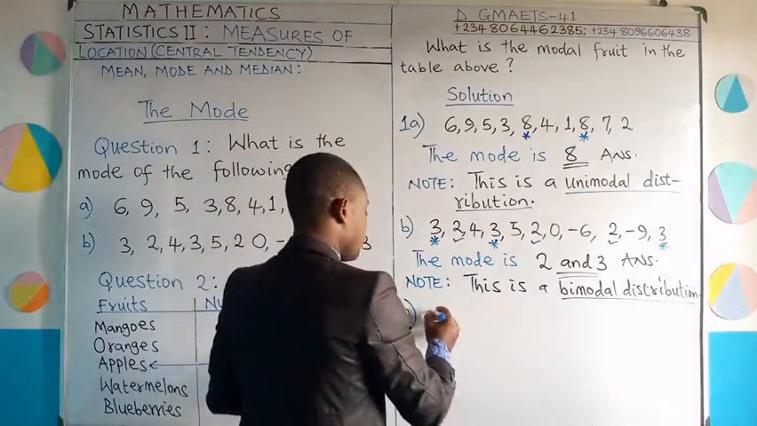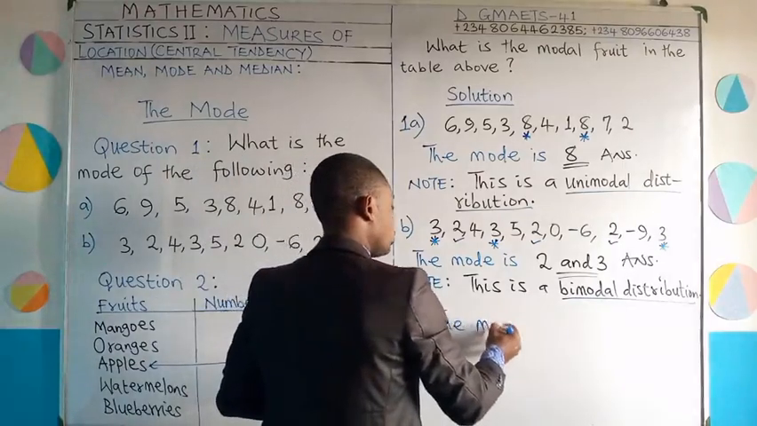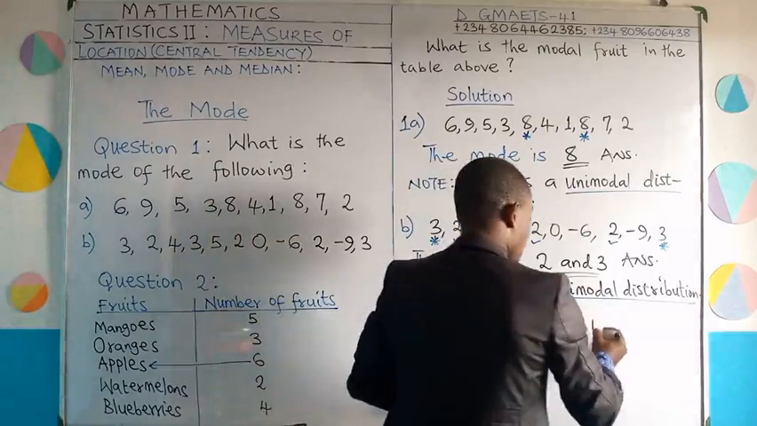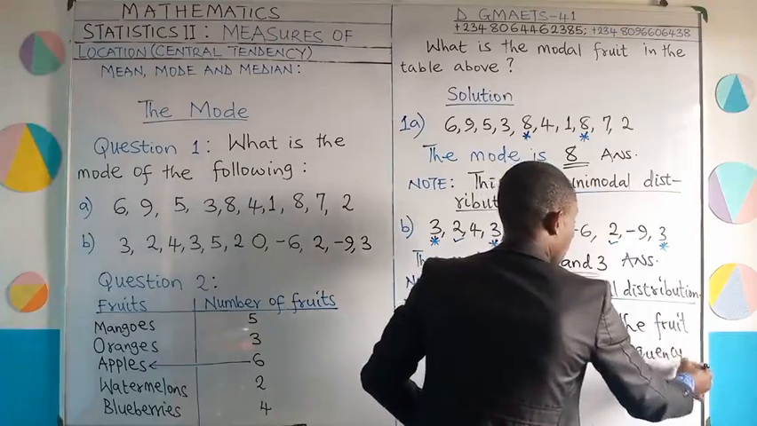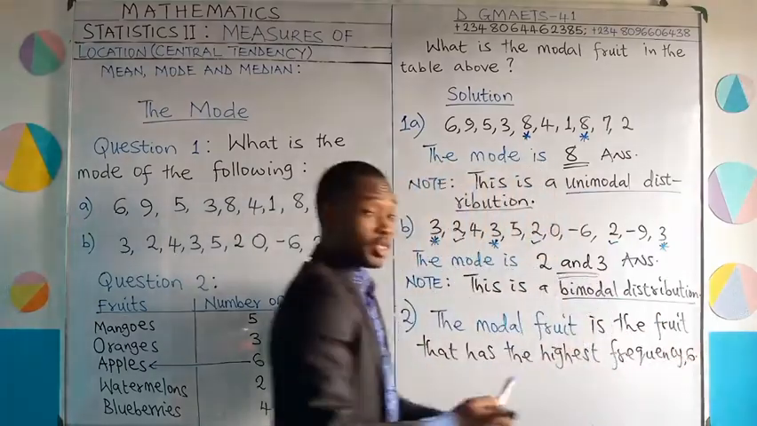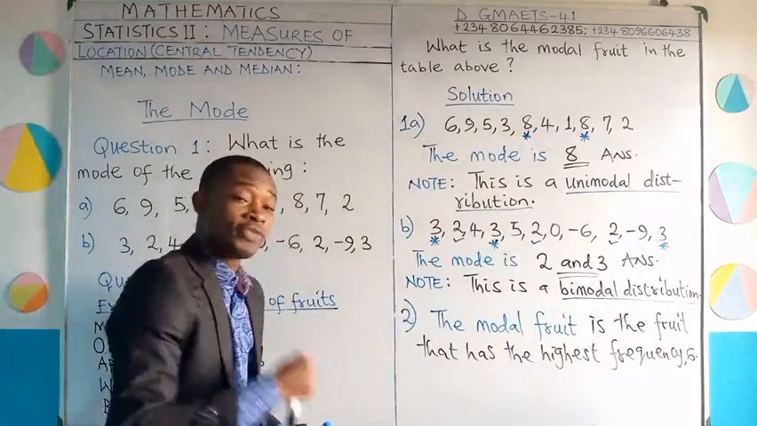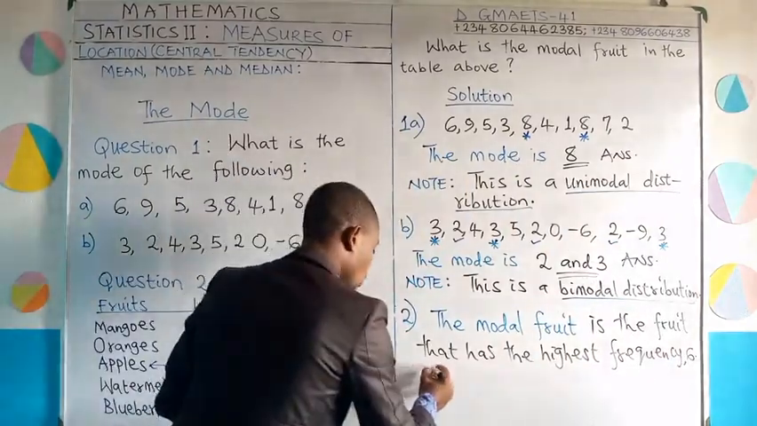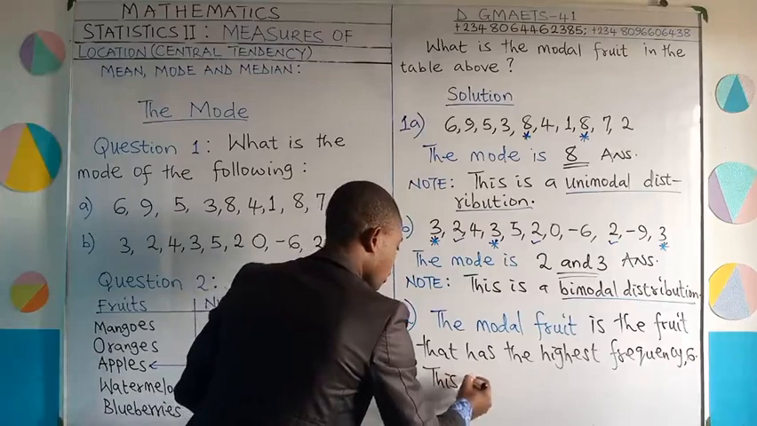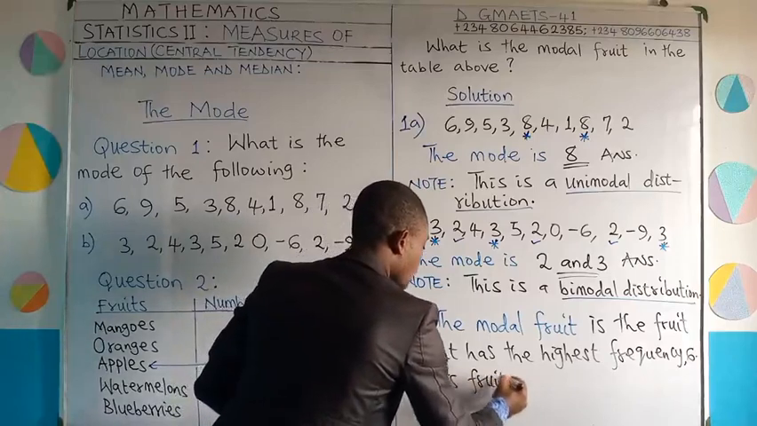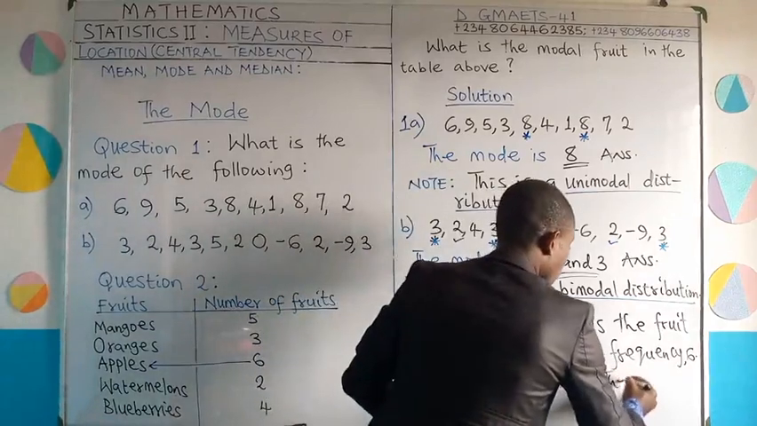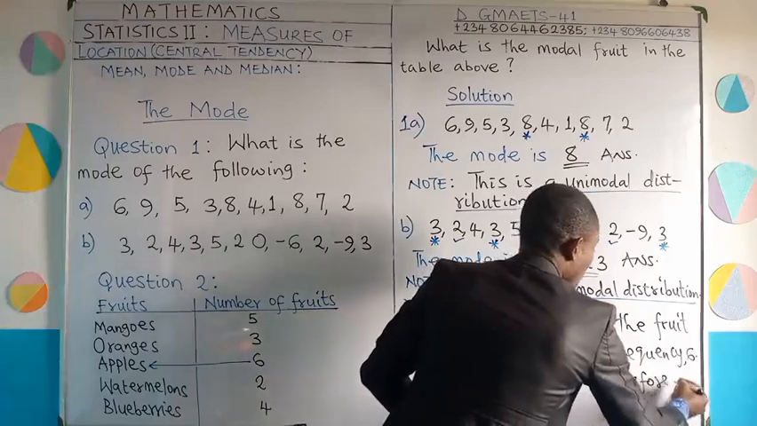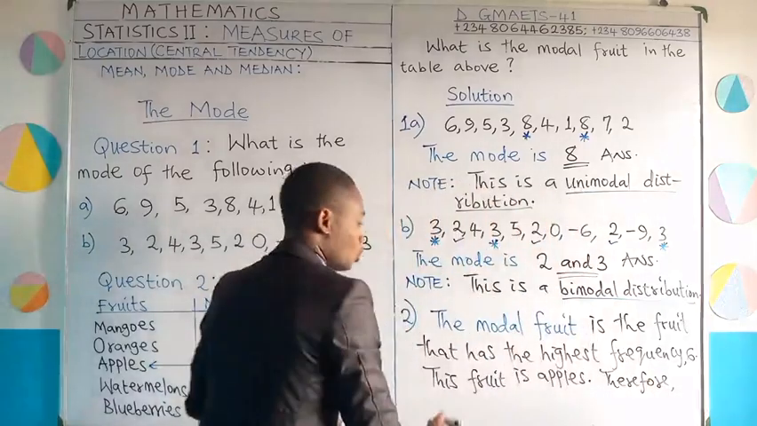Okay, so I'm going to write: the modal fruit is the fruit that has the highest frequency. That highest frequency is 6, you know. So what is the fruit we said? Apples. This fruit is apples. Therefore, the modal fruit is apples.